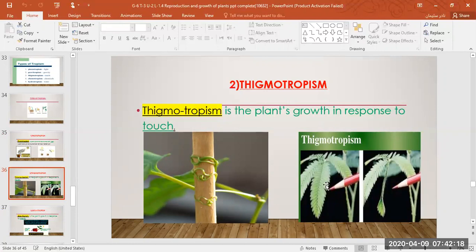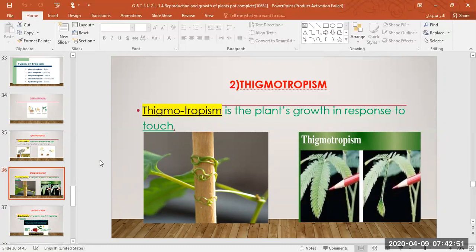When we touch it, or when it touches any object, it closes directly, as you see here. So this is a response to touch. Also, one example that you already know, the Venus flytrap plant that responds to touch by insects. When insects come to it, when insects touch it, it closes on it. It closes on the insect directly. This is also a type of thigmotropism.